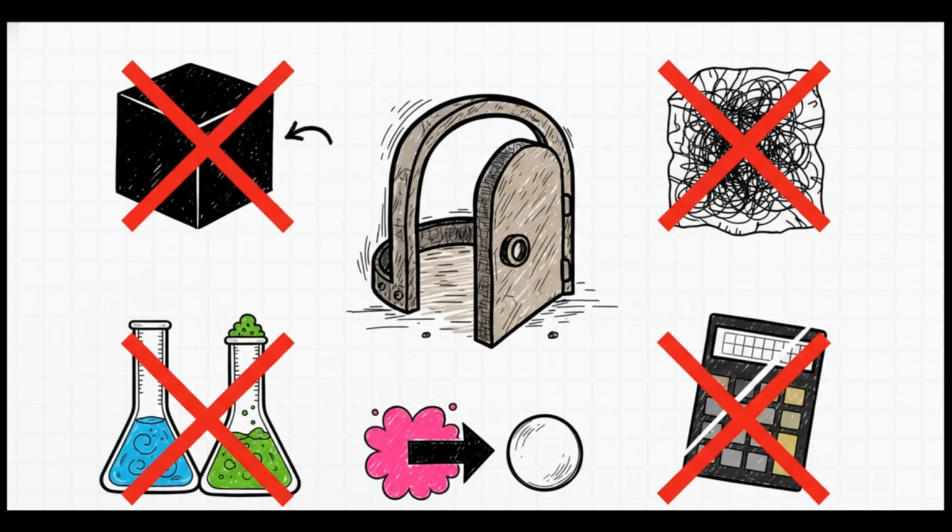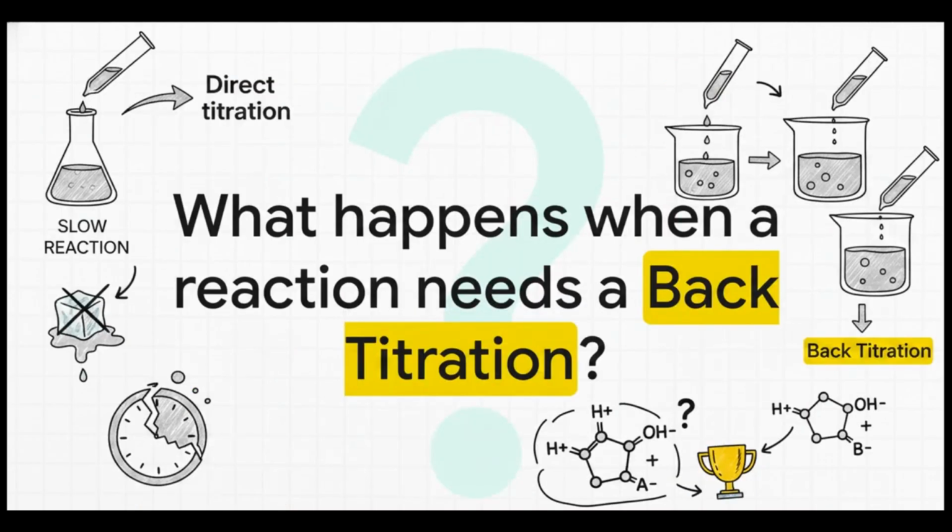And number 5, which is perhaps the most common trap of all, writing the wrong indicator color change. Remember, when your alkali is in the burette and the acid is in the flask, phenolphthalein goes from completely colorless to pale pink. Never write pink to colorless. And just like that, you have completely conquered the direct acid-base titration, going from the invisible chemistry all the way to the final exam calculation.